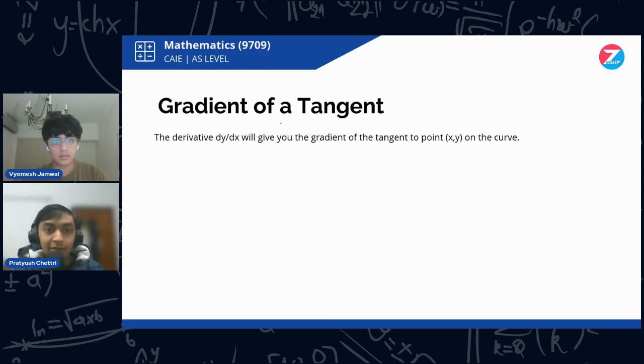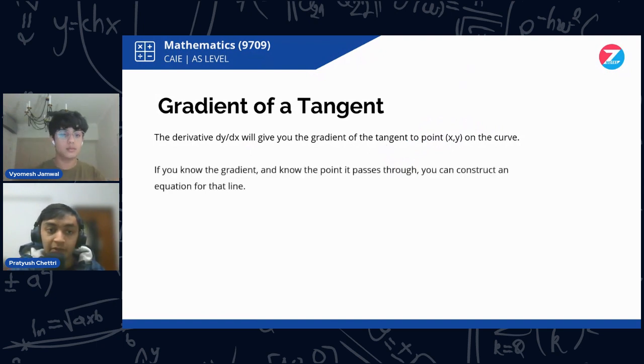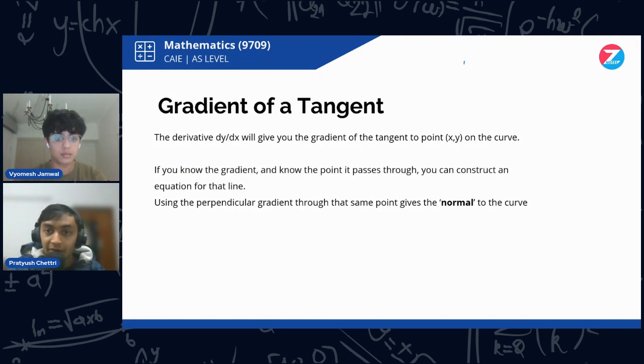And now we're going to look at the gradient of a tangent and how you could make a line with that. So you already know the derivative will give you the gradient: little change in y over little change in x, gradient, slope, ta-da. And that'll give you the gradient of a tangent at the point. Let's say I have a curve and I want to find the gradient at x equals minus 2. Then it'll give me the slope of a line which is tangent to the curve at x equals minus 2.